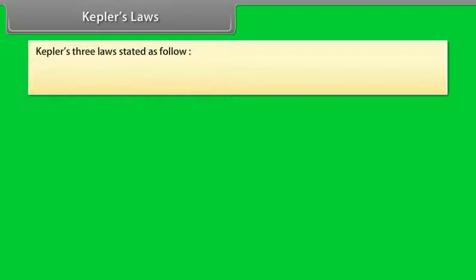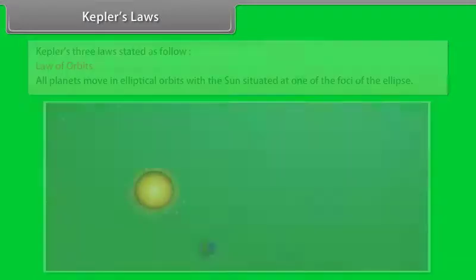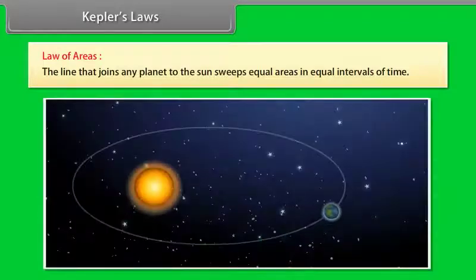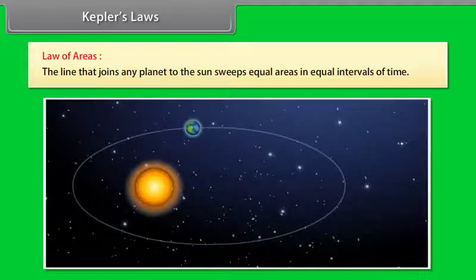Kepler's laws. Kepler gives 3 laws. They are stated as: Law of orbits. All planets move in elliptical orbits with the Sun situated at one of the foci of the ellipse. Law of areas. The line that joins any planet to the Sun sweeps equal areas in equal intervals of time.